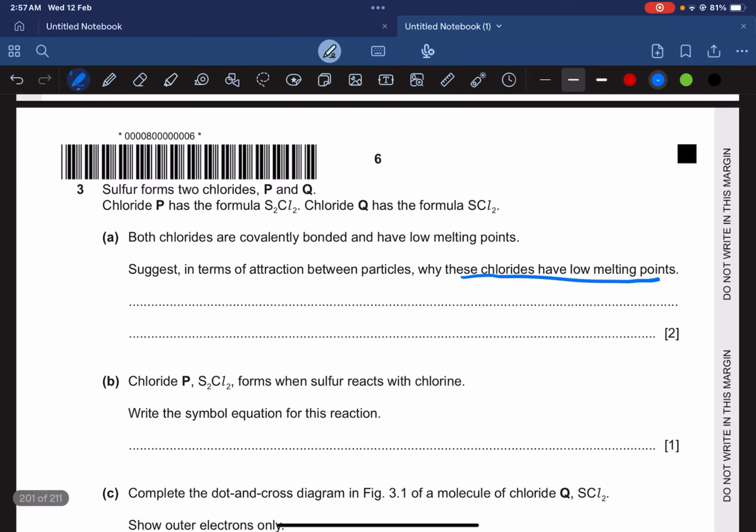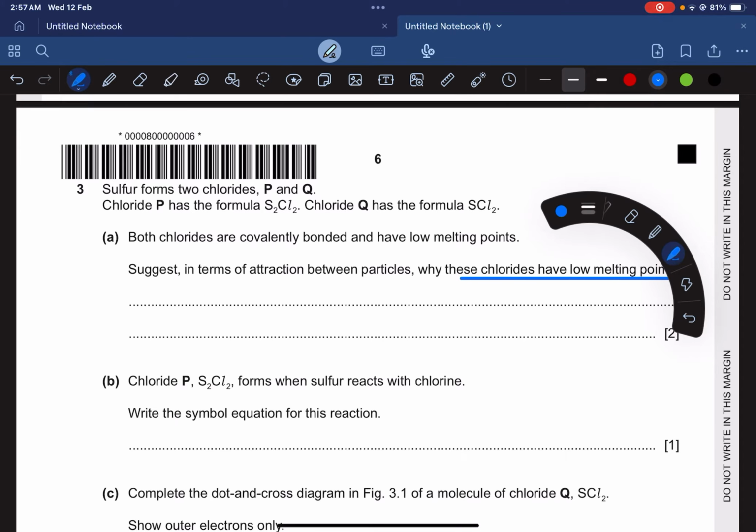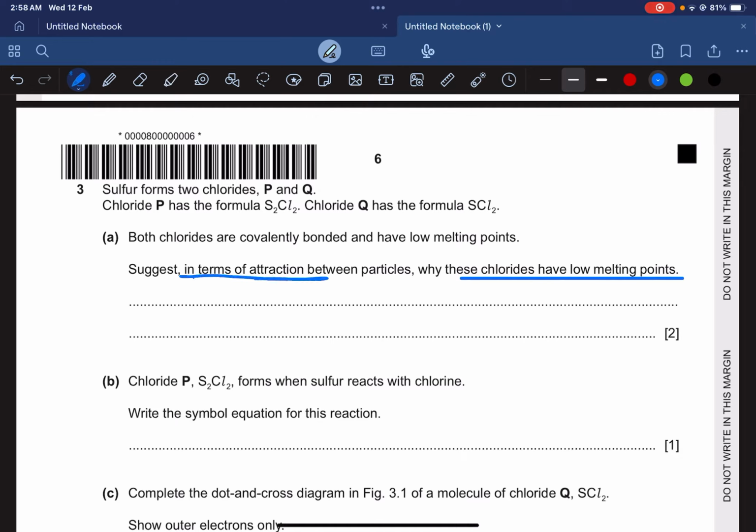Obviously, the attraction between the particles is going to be less. That's why there are weak intermolecular forces of attraction holding them together. Okay, in terms of attraction means that we have to include the word attraction in our answer. So the attraction between particles is going to be less and it's going to have weak intermolecular forces.